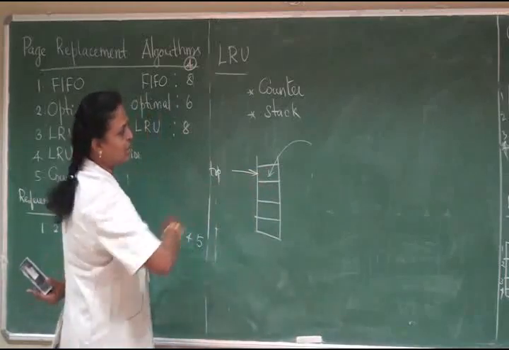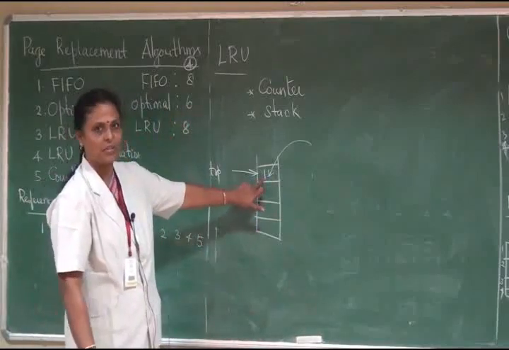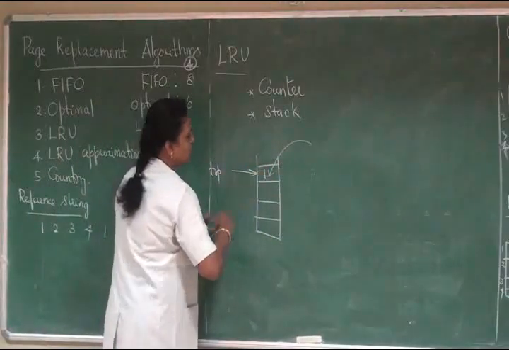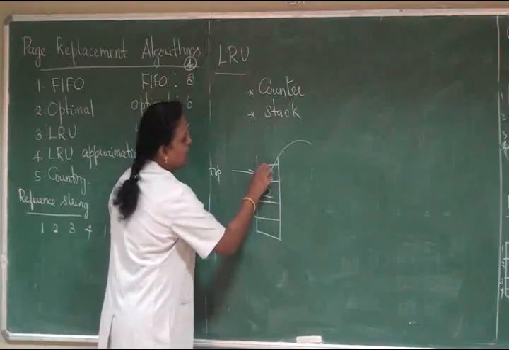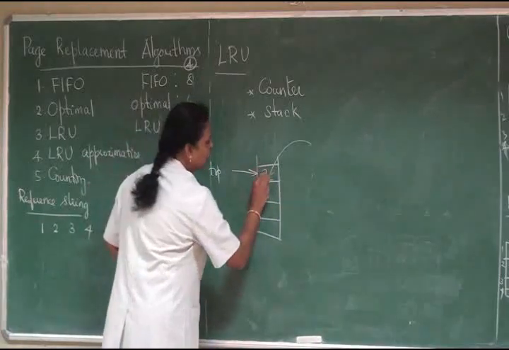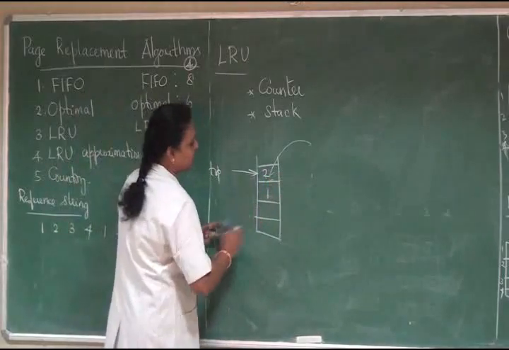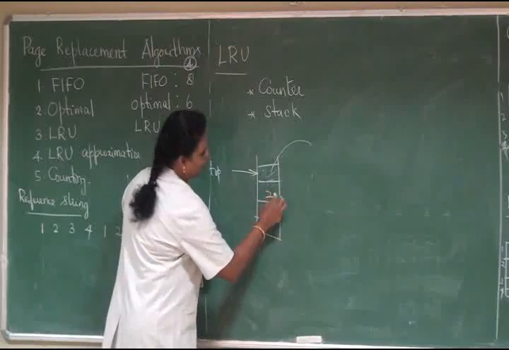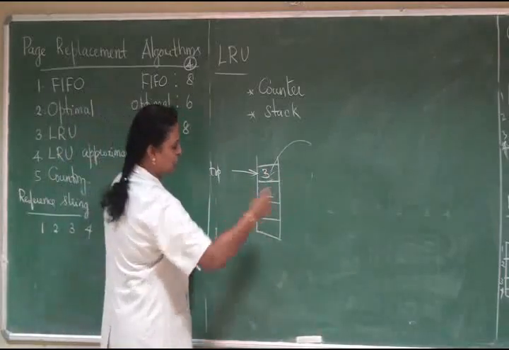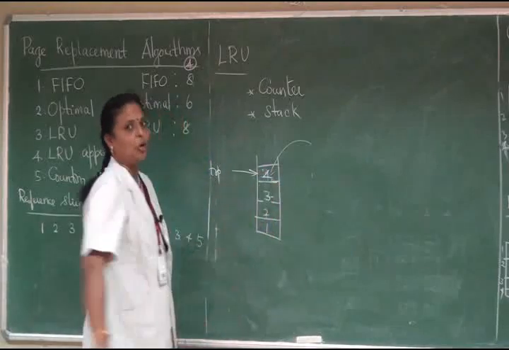Top of the stack. Suppose in this example, first we are trying to access page number 1. So page number 1 will be loaded at the top of the stack. Next we are accessing 2. So when we try to access 2, 1 will be placed here, and then 2 will be available at the top of the stack. And then next one is 3. So 1 and 2 are placed here, and page number 3 will become the top of the stack. Then next one is 4. So these 3 will be placed here and 4 will be placed at the top of the stack.